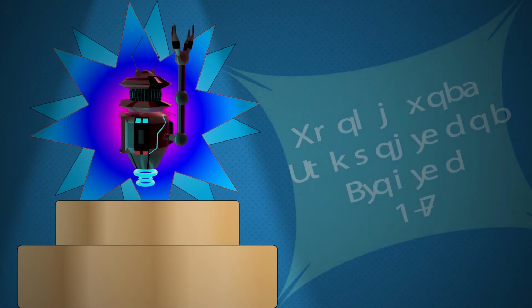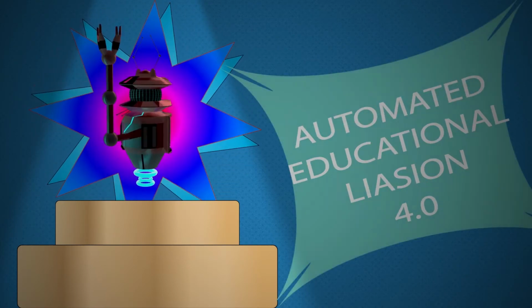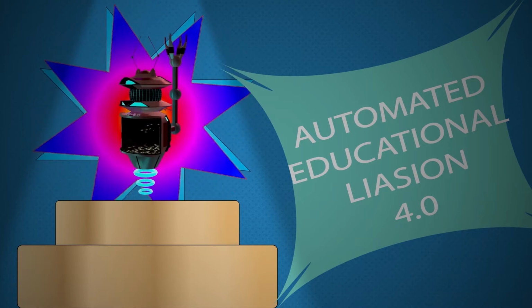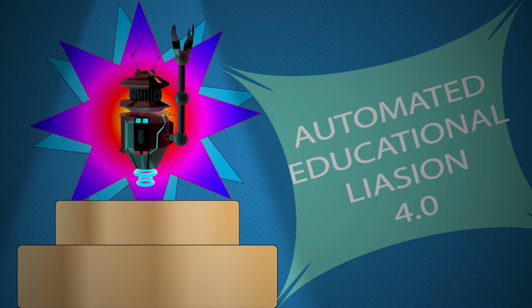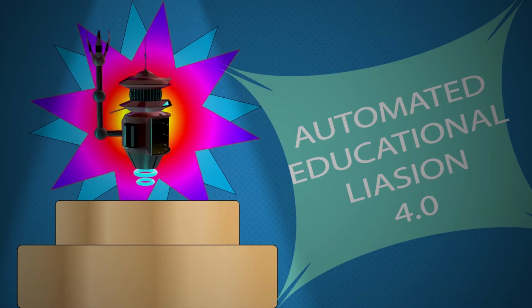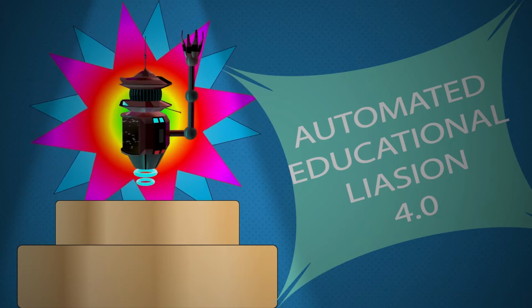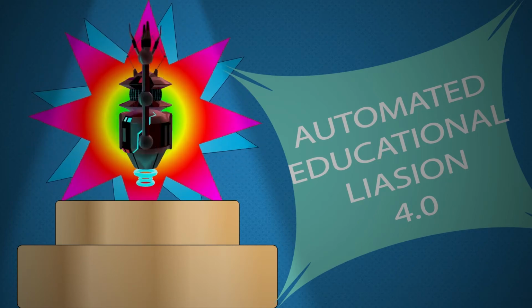Meet AEL 4.0, the Automated Educational Liaison Mark IV. Your AEL unit is guaranteed to meet all educational needs in the realms of science, technology, engineering, and math. New improvements to the AEL subsystems now may reduce risks of critical failure due to unintentional paradoxes.